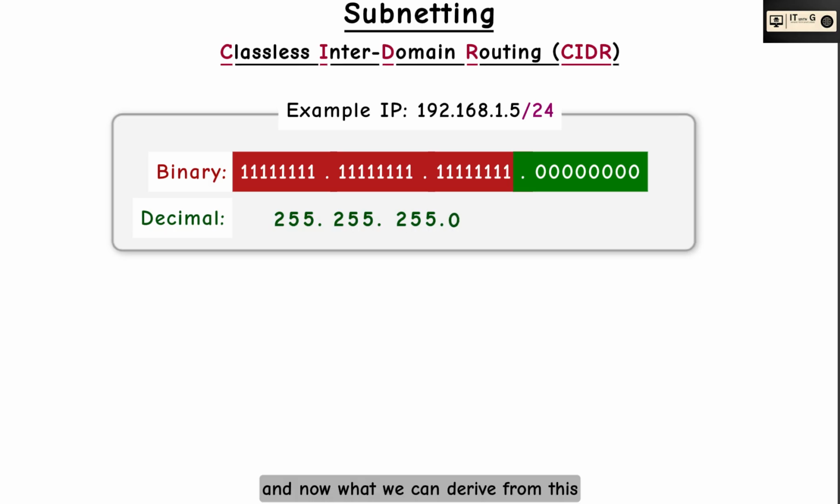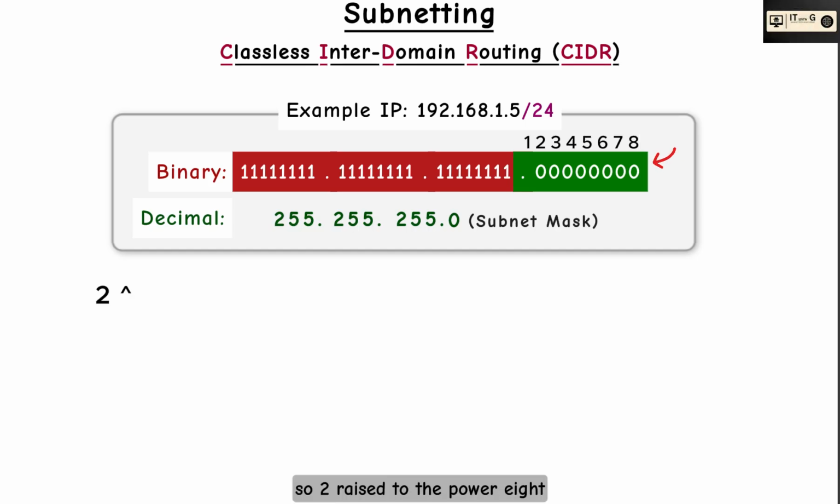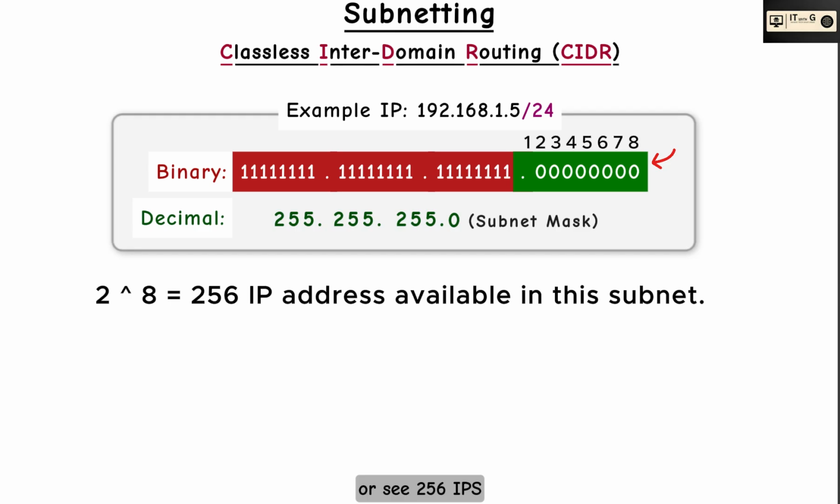And now what we can derive from this is that the network is going to have 2 raised to the power of the number of zeros devices connected to it. So here we have 1, 2, 3, 4, 5, 6, 7, 8 zeros. So 2 raised to the power 8 is going to give us 256. Our network is going to be able to contain 256 devices, or say 256 IPs.